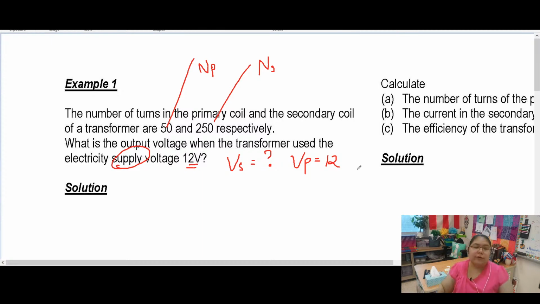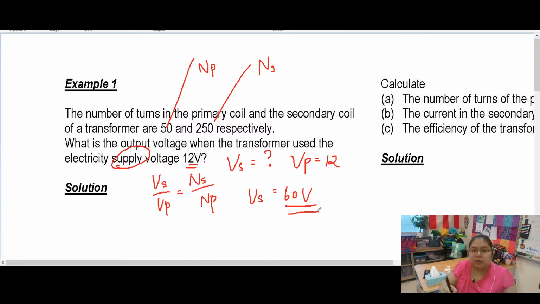So let's see Vs. We're using the formula. Normally, the value you want to find, we put at the top, the first one. So Vs over Vp equals Ns over Np. What do you want to find? Vs. So we just apply everything in, straightforward to get the answer. That's 60 volt. Just a simple question.